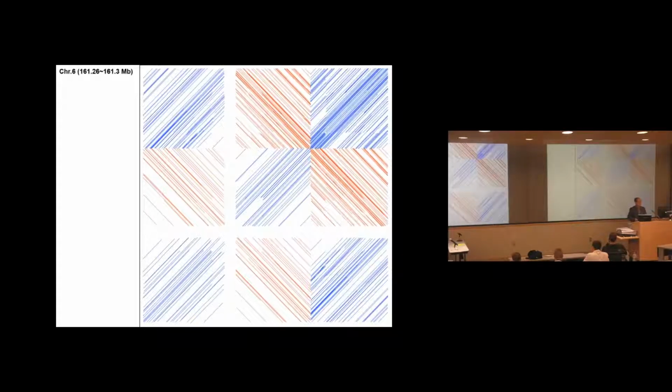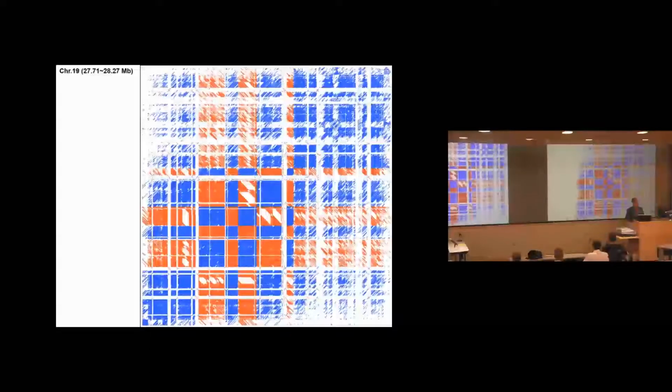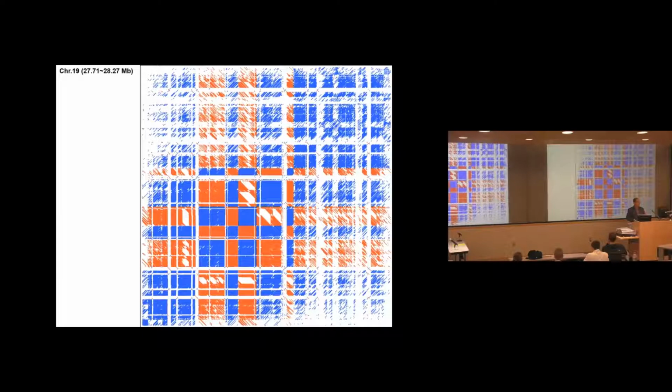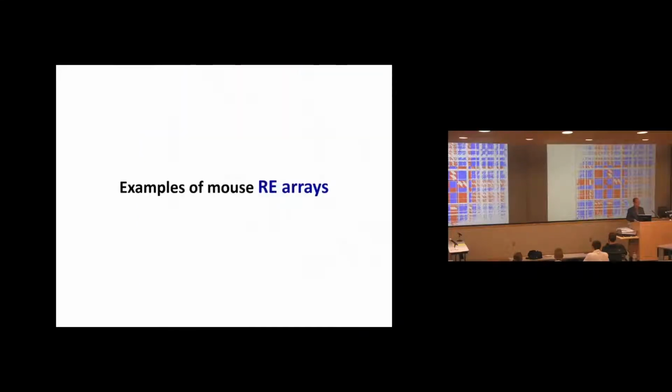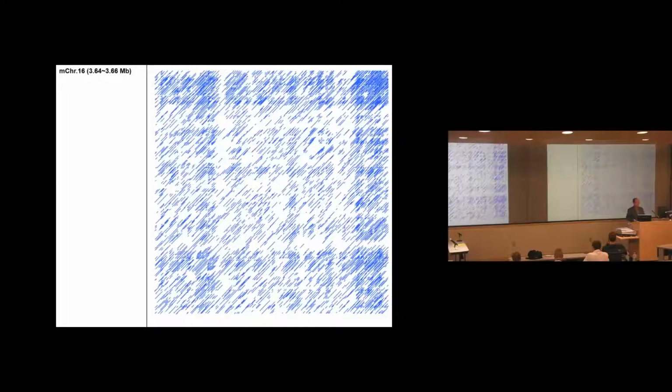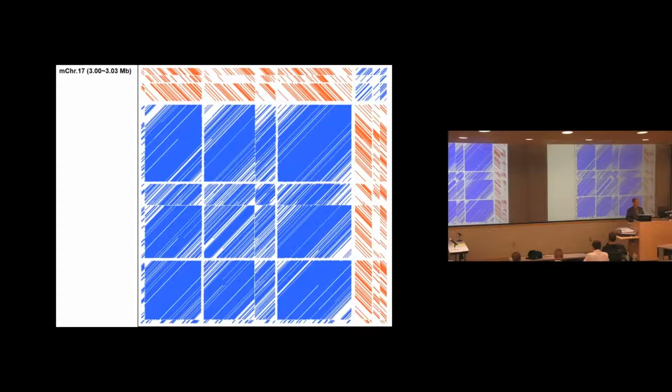So this is from the human genome. It's highly organized. You cannot generate this structure randomly. This is another really complex RE array, or fractals, highly organized. You cannot generate this randomly. So we did the same with the mouse RE arrays. And this is one example, another highly organized.